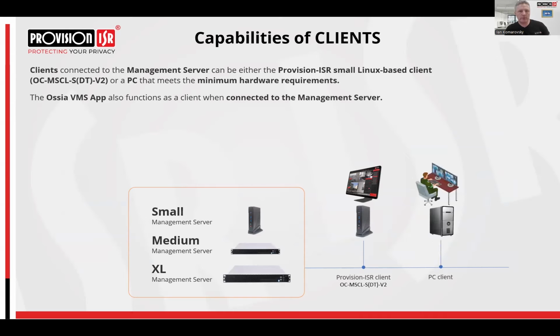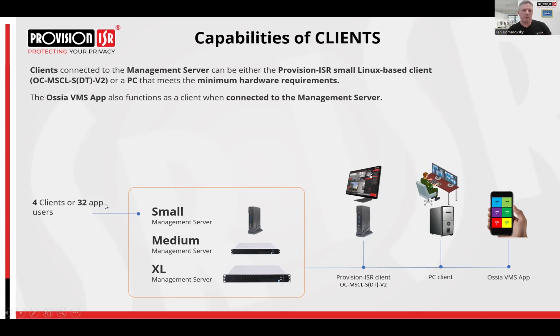Or you can use your PC and install VMS software on it, on Windows or Mac, and you can use your smartphone to run the Ossia VMS app. Now, how many of those can connect to the management server depends on which one. For the small one, you can connect either 4 clients, any kind of those, or 32 apps. It's either this or this.